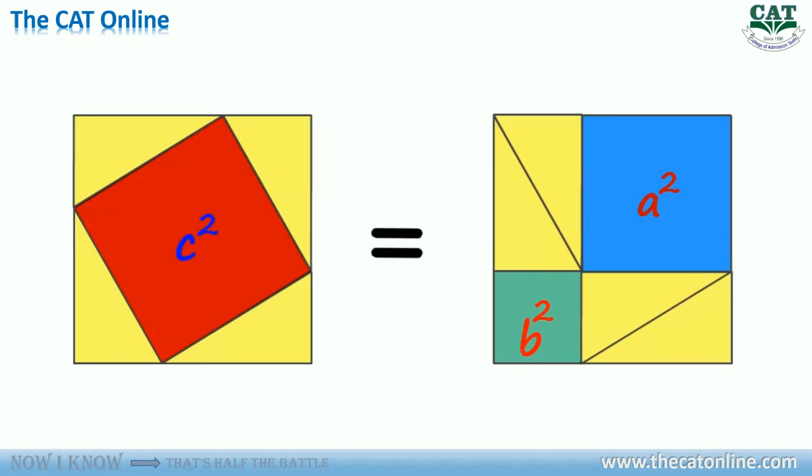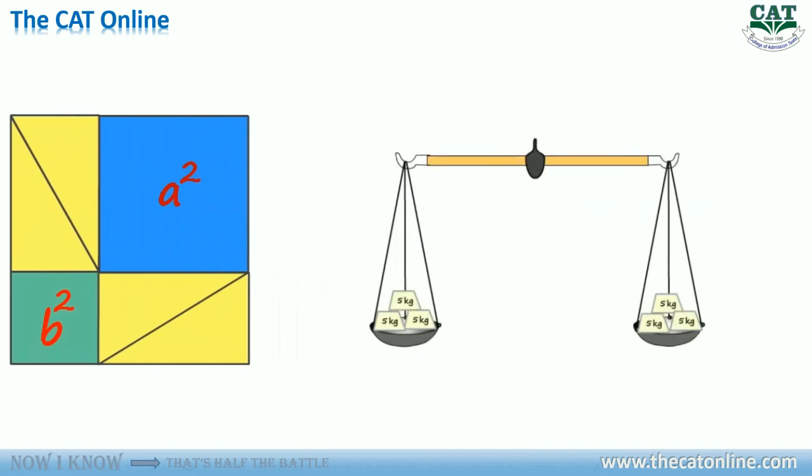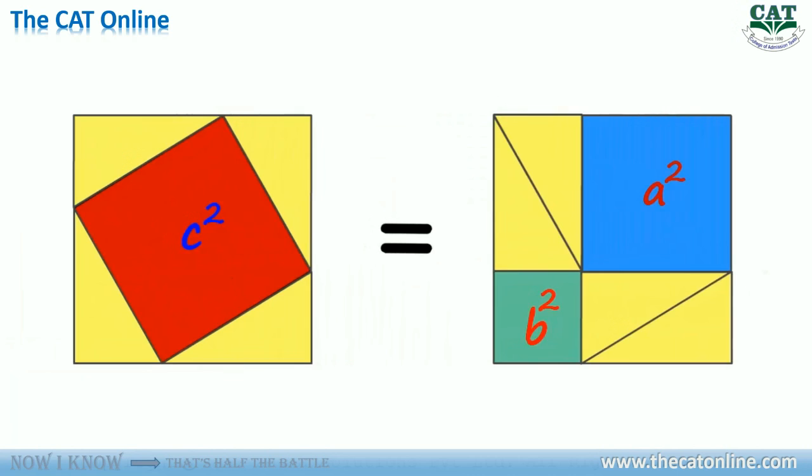Now let me ask you a very simple question. If I remove one triangle from each figure, will the areas of the new figure still be equal? Of course, yes. If we remove the same quantity from two equal sides, the sides will still be equal. So I remove one triangle from each figure. The areas of these two figures will be same.